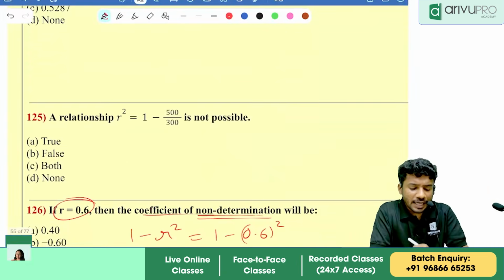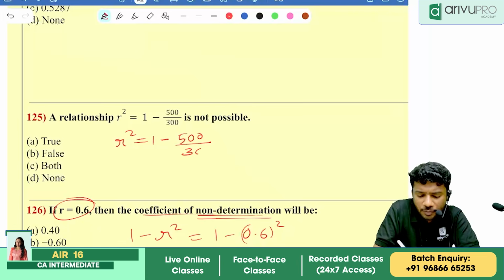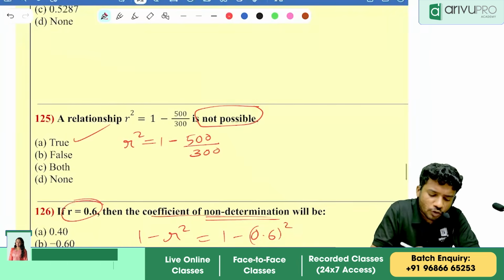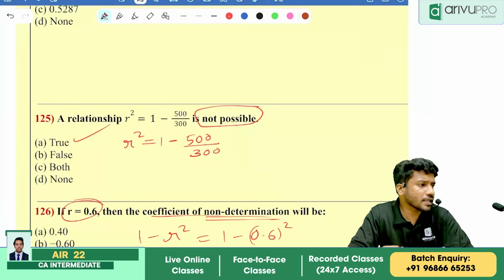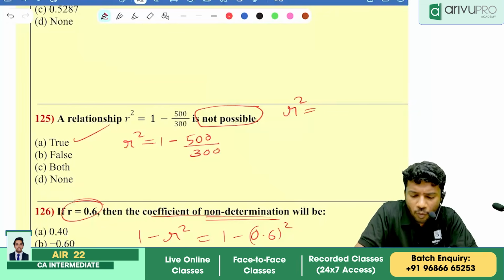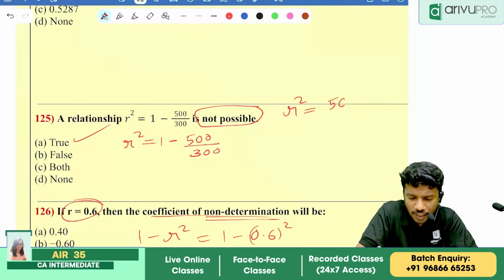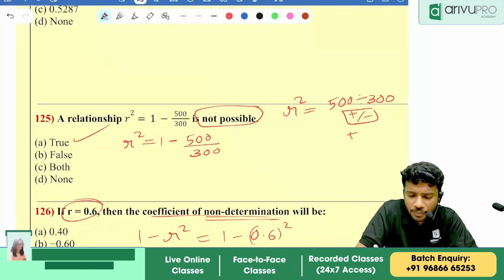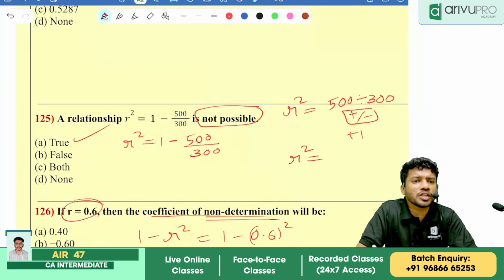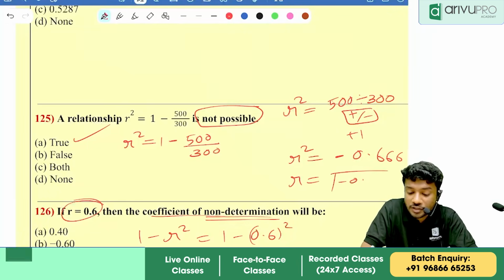Next question, people. The relationship r square equals 1 minus 500 divided by 300 is not possible. True or false? Yes. How do you know it is not possible? Now we will check. R square is equal to 1 minus 500 divided by 300. Using your calculator, 500 divided by 300, plus or minus, then plus 1. How much are you getting? R square is equal to minus 0.666. Then R is equal to root of minus 0.666.